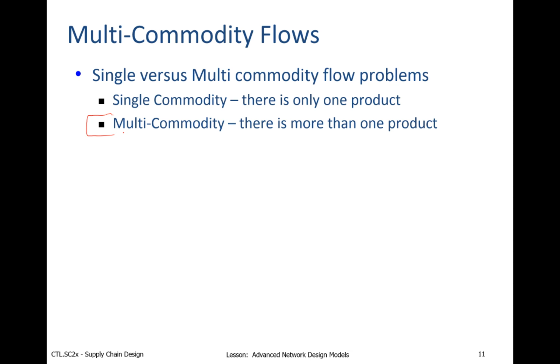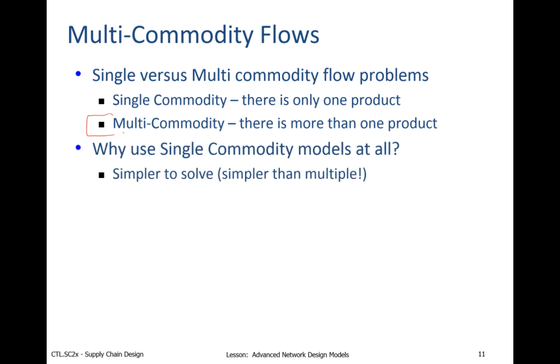There's more than one product, and so each region might demand a certain quantity of different types of products, and that means they have to come from different locations, and you have to treat them differently. This is much more realistic. However, in a lot of cases, we still solve the single commodity problem. Why do we do it? Well, it's easier. It's much simpler than the multiple commodity one. It's smaller, and sometimes it's perfectly appropriate.